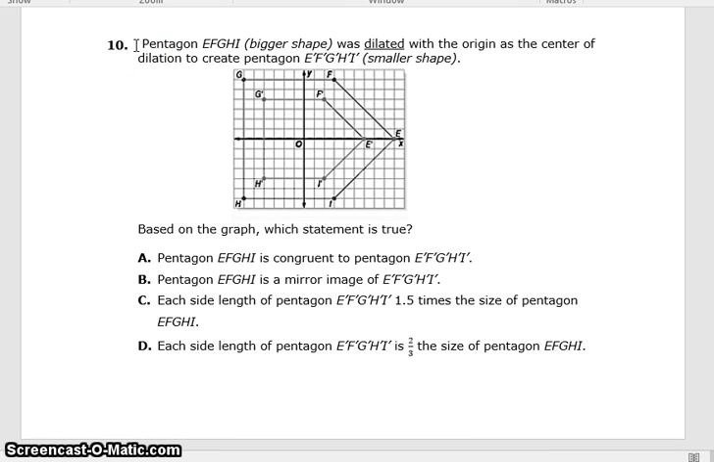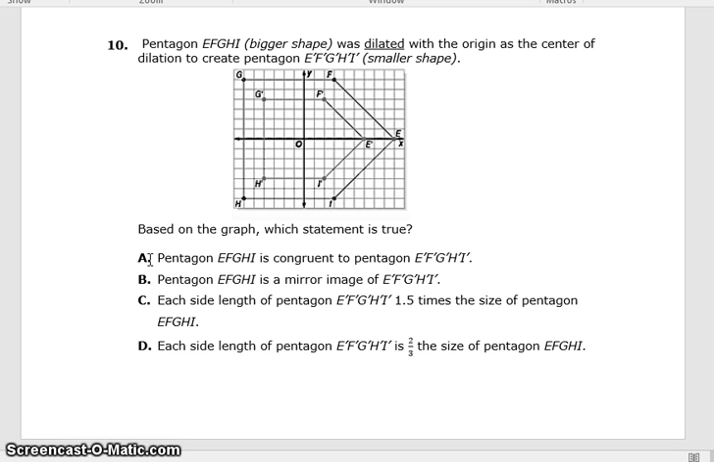Number 10. Pentagon EFGHI, the bigger shape, was dilated with the origin as the center of dilation to create pentagon EFGHI prime, the smaller shape. So my original shape is the bigger shape. The smaller shape is my new shape. Based on the graph, which statement is true?